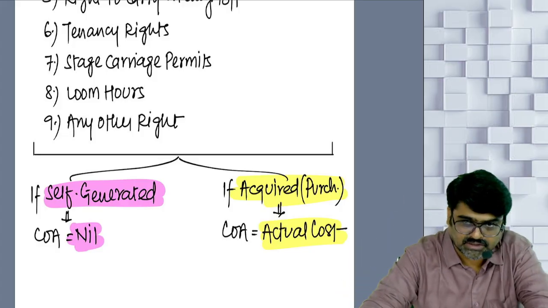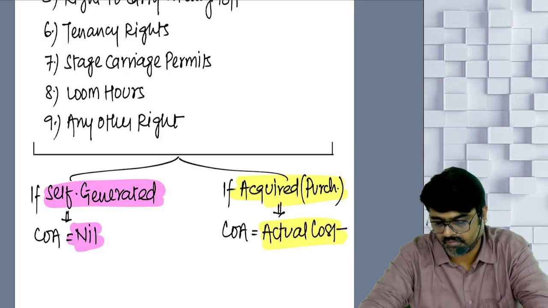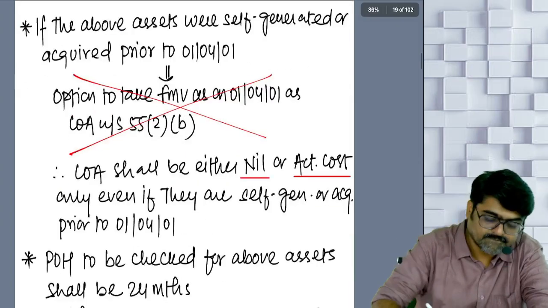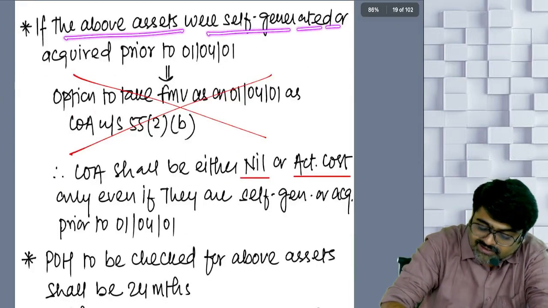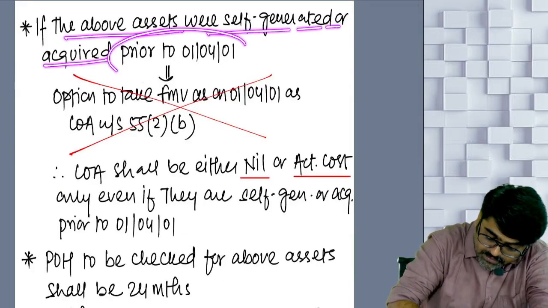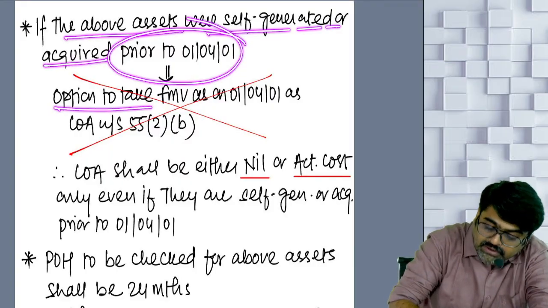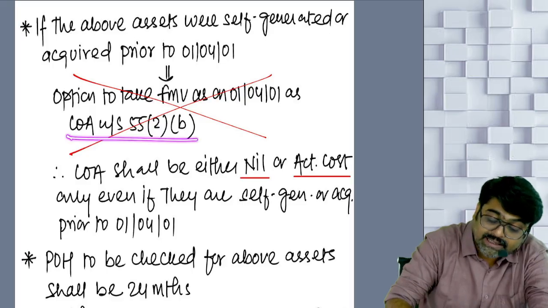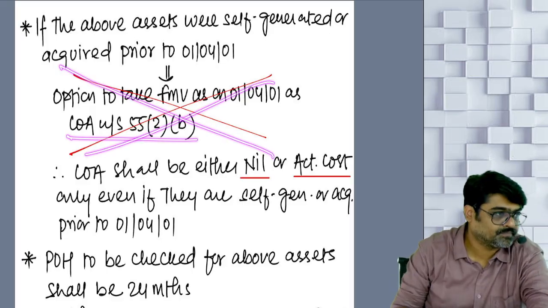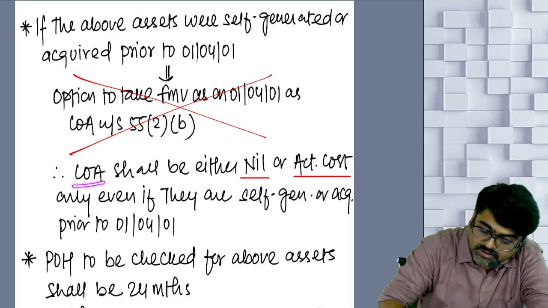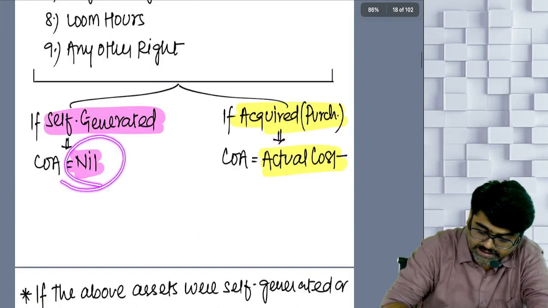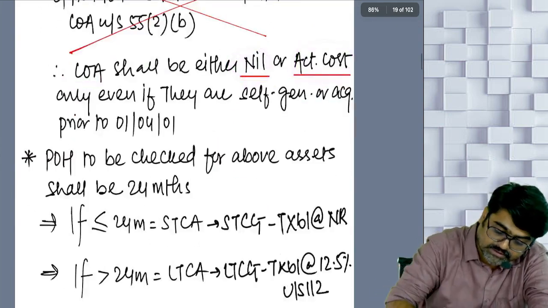Section 55(2)(a). If the above assets were self-generated or acquired prior to 1st April 2001, the option to take the fair market value as on 1st April 2001 as cost of acquisition does not exist. So therefore their cost of acquisition shall either be nil or actual cost, which we are already taking. Yes or no? Next one.